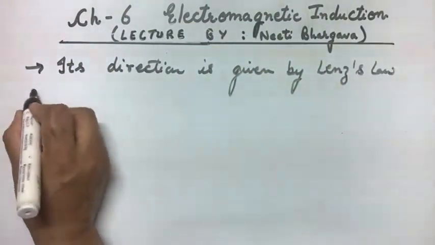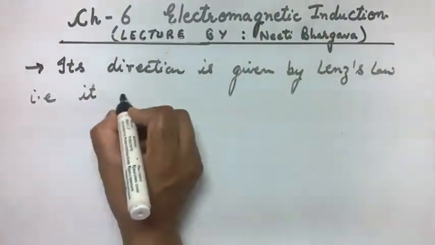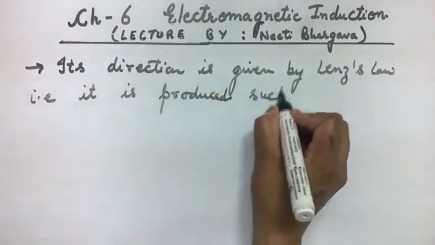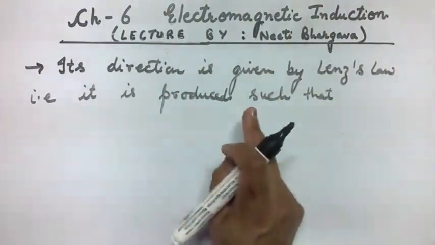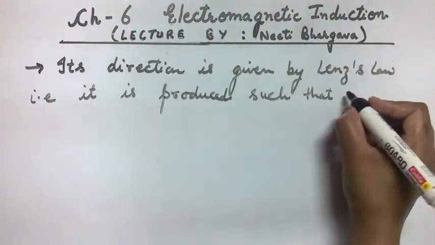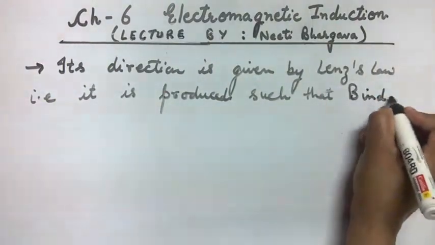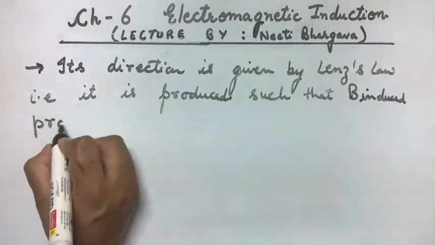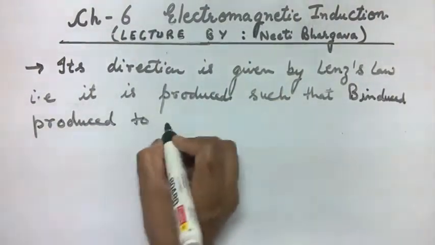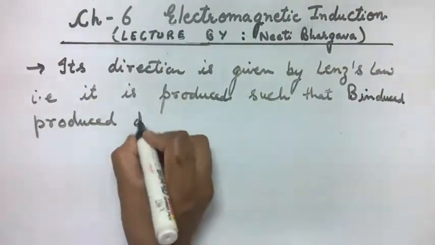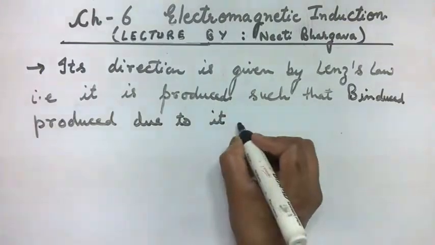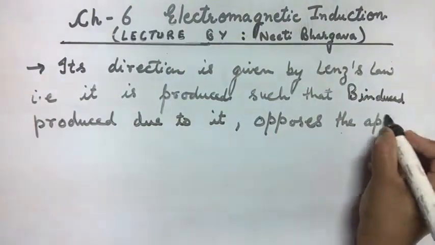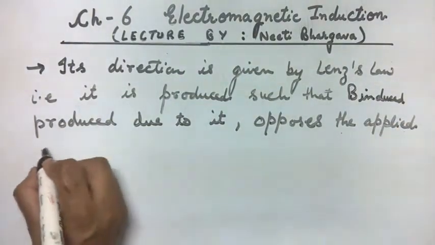That is, it is produced in such a way that the induced magnetic field opposes the applied external magnetic field.